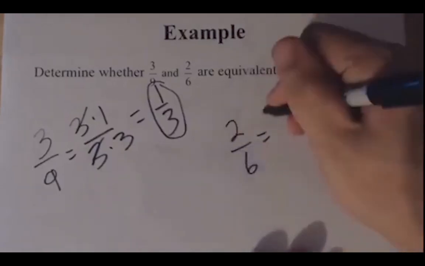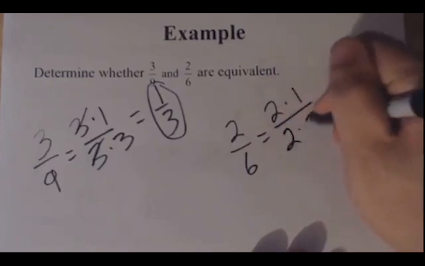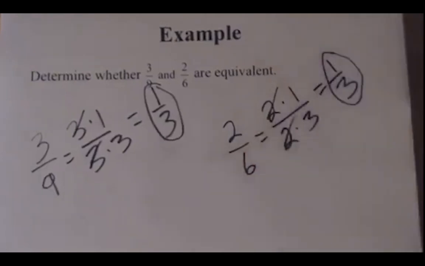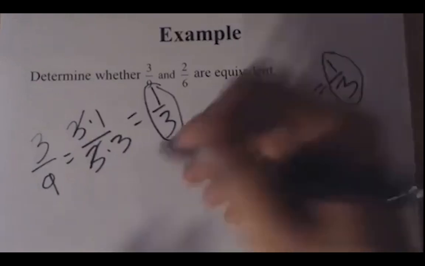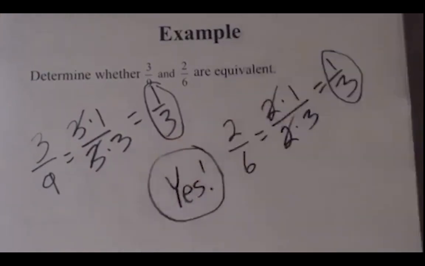Two over 6. 2 is 2 times 1. 6 is 2 times 3. The 2's cancel. There again we have 1/3. So 3/9 and 2/6 are equivalent because they both reduce to 1/3.